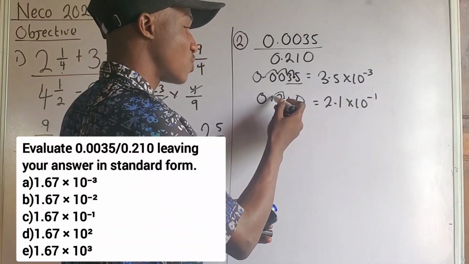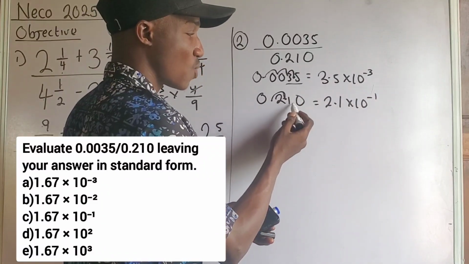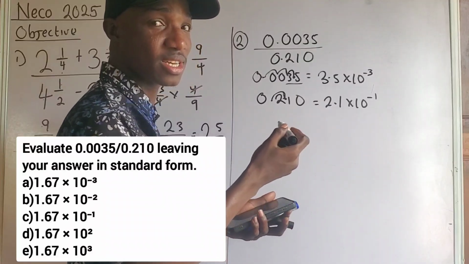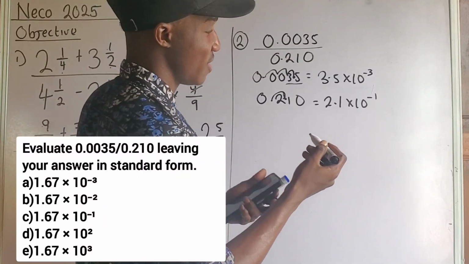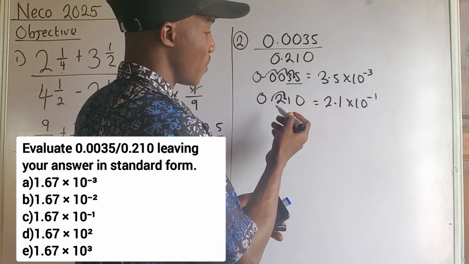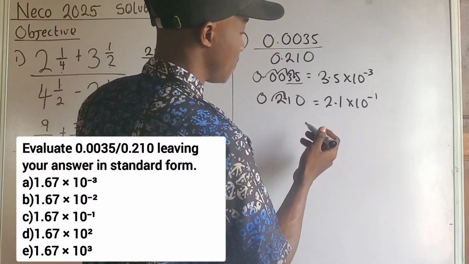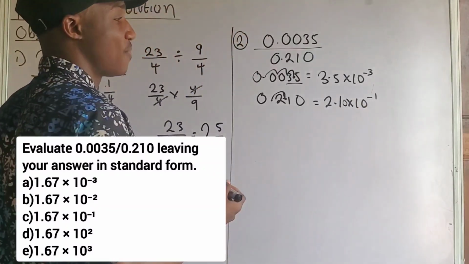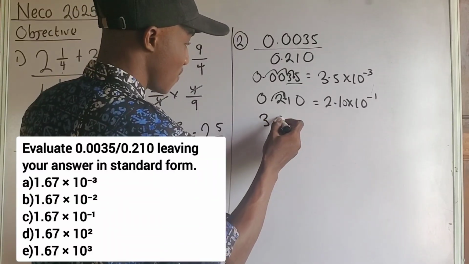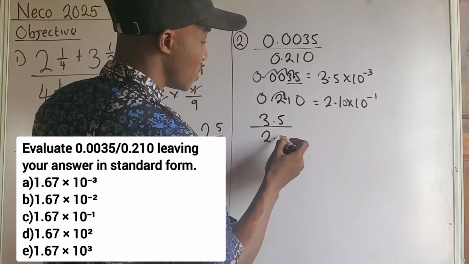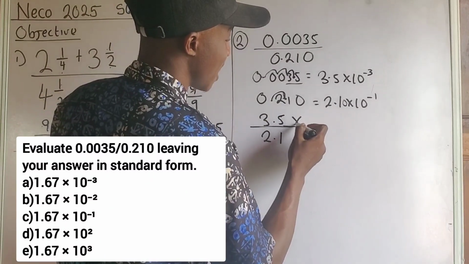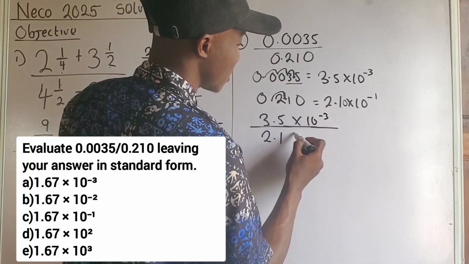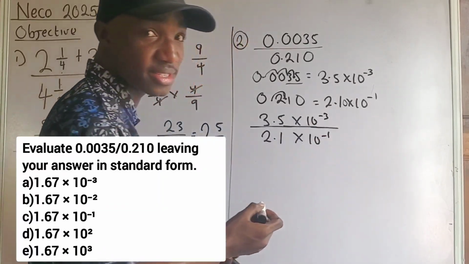Now for the denominator, which is 0.210, if I want to change this to standard form, I'm going to have 2.1 times 10 raised to the power of negative 1. Now I move this decimal point once, so I have 2.1. 2.10 is also the same thing as 2.1. You understand? So you didn't have any problem with that. If you want to put the 0, you can put it. Now, I'm going to have 3.5 divided by 2.1, times 10 raised to the power of negative 3 over 10 raised to the power of negative 1, right?